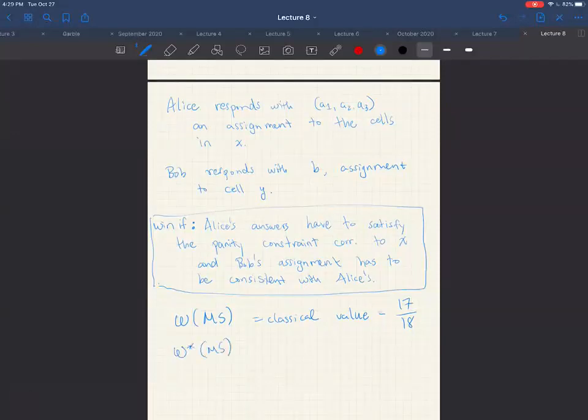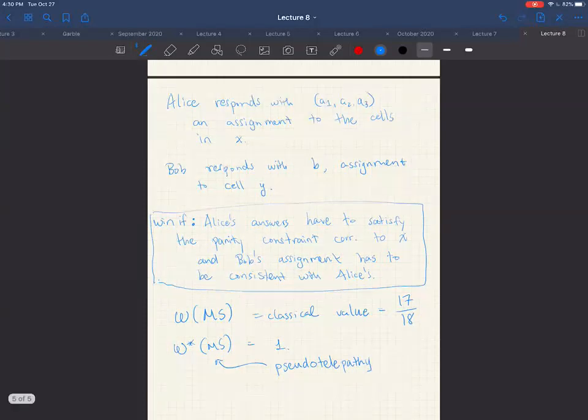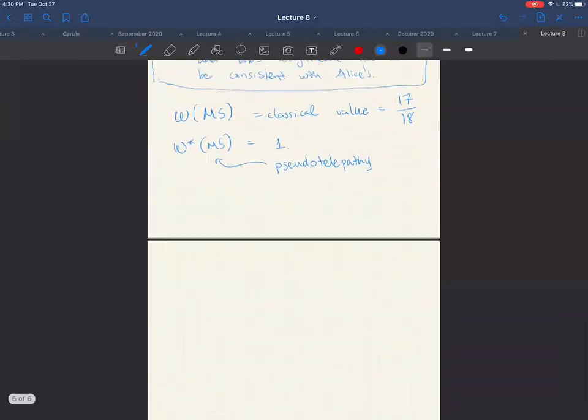But the quantum value is actually one. There's a quantum strategy where they can always win, which is kind of strange because an undiscerning external observer watching them play this game would wonder, how are they doing this? It would seem like they had a way to fill all of these squares in this consistent way, which is impossible. But they're just making use of quantum entanglement to do this. So for this reason, since it has quantum value one, the magic square game is often called a pseudo telepathy game. So that's an interesting feature of the magic square game.